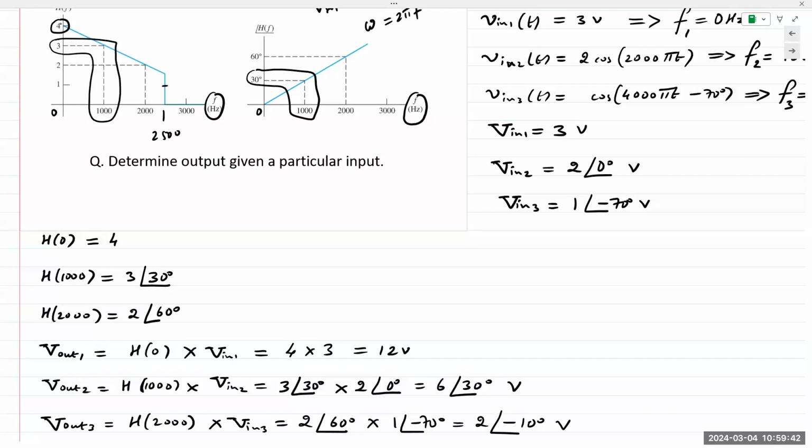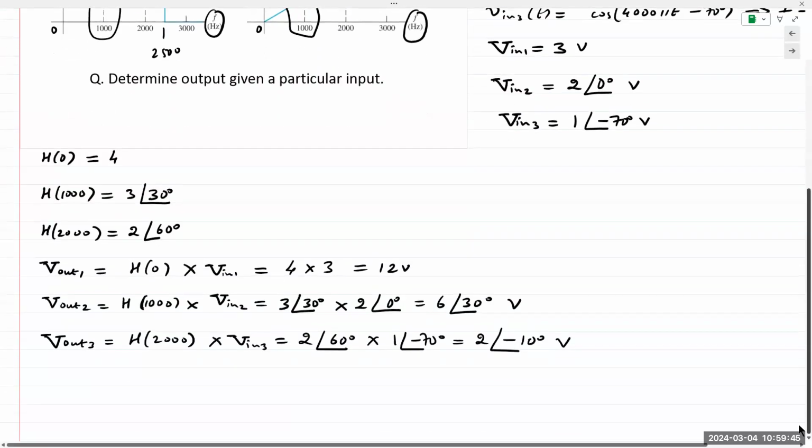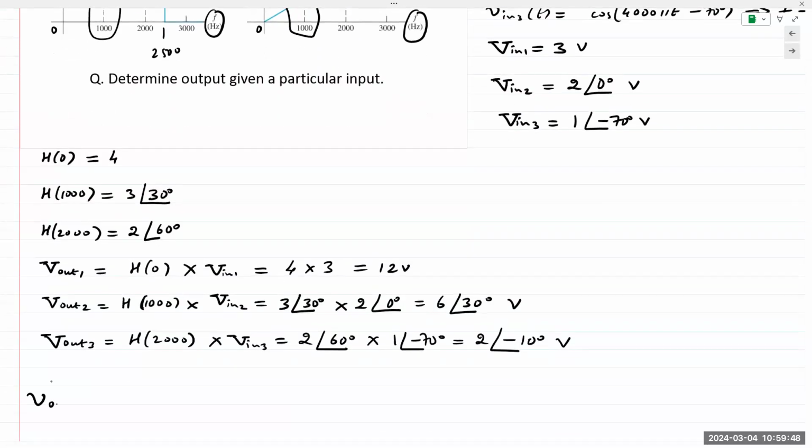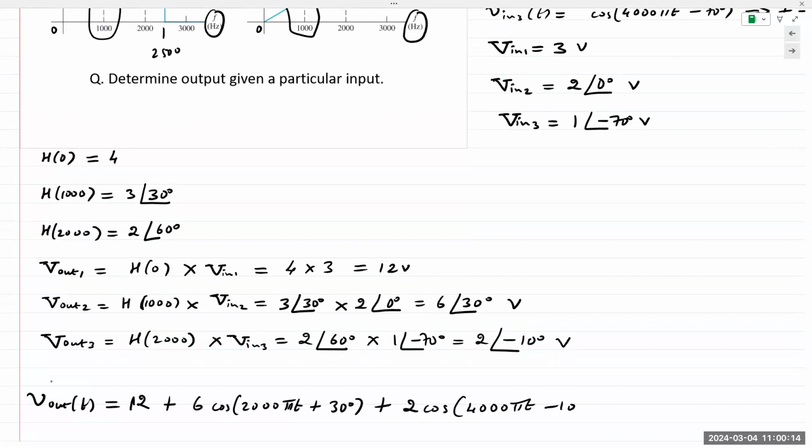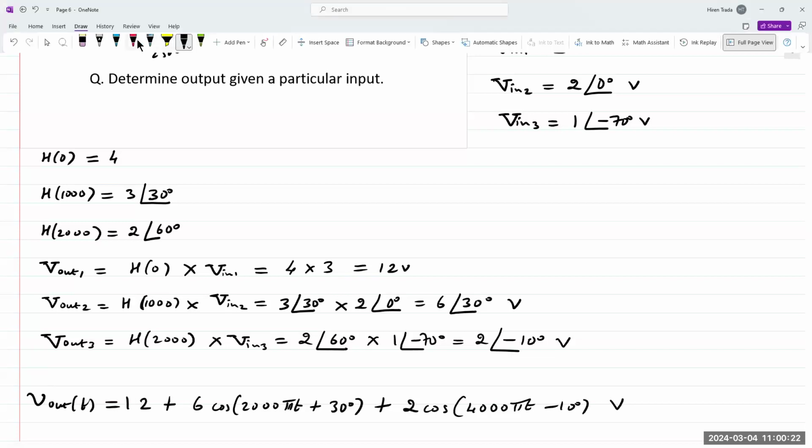Okay. One final step, and then we are done, which is writing out V out of t. And so this would be 12 plus 6 cos of 2000 pi t. Remember, the frequency doesn't change. That remains the same. Plus 2 cos of 4000 pi t minus 10 degrees, and then volts. And that's it. That's the final answer.